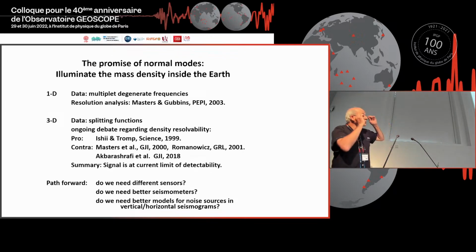Yes, so normal modes. What is the promise of normal modes? As we've seen in the previous talk, travel time tomography can perfectly image velocity heterogeneity in the Earth and velocity distribution on a 1D spherical average scale. Normal modes have the potential to illuminate density, and this is what I'm focused on in this talk: after 62 years of normal mode seismology, what is the state of knowledge in terms of density structure?